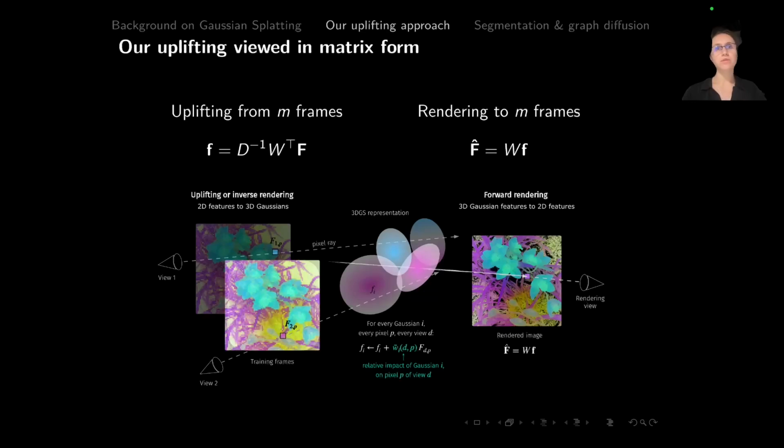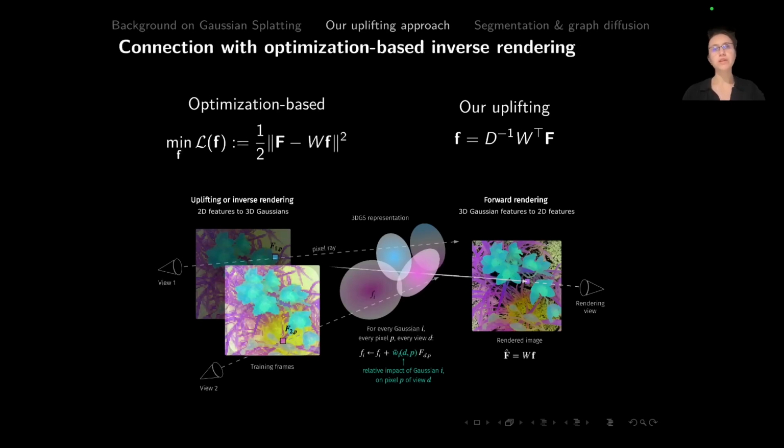Our equation can also be written in matrix form. With W the matrix of blending weights, rendering is simply W times the Gaussian features, and uplifting is W transpose times the image features followed by renormalization. Another way to see it is by comparing our approach to gradient-based optimization with the L2 reprojection loss. Then our uplifting corresponds to taking just one gradient step from 0 features, and D can be seen as a preconditioning.